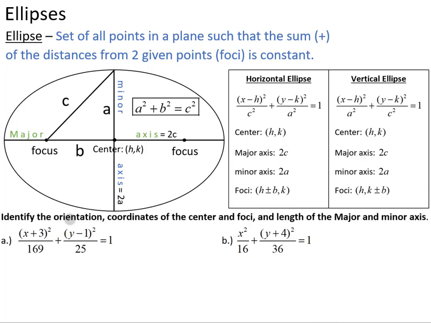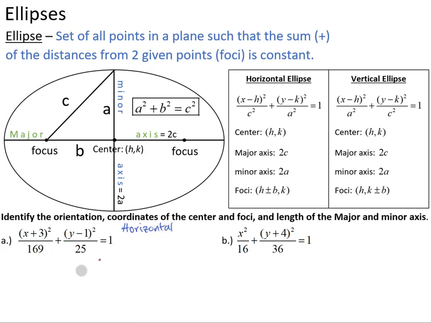Identify the orientation, coordinates of the center and foci, and the length of the major and minor axes. Well, let's start with the easy one. Let's start with the orientation. We can figure this out by looking at which denominator is larger. The larger denominator is with x. That means it's more horizontal. It goes more in the x direction. So we know right away, larger denominator with x, this is horizontal.